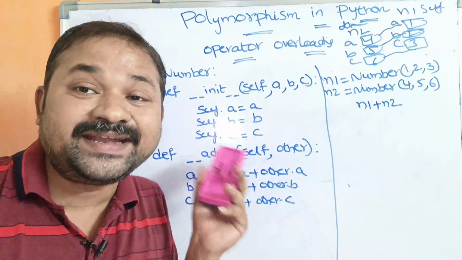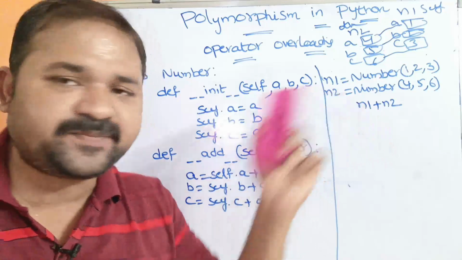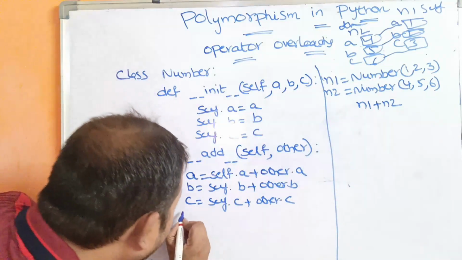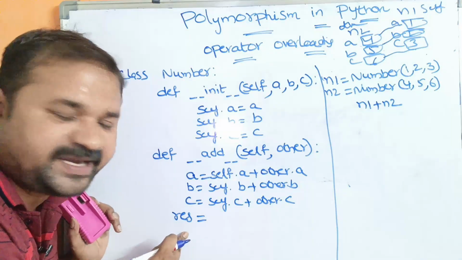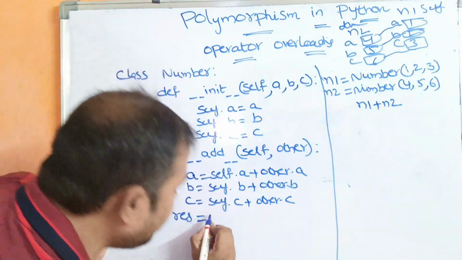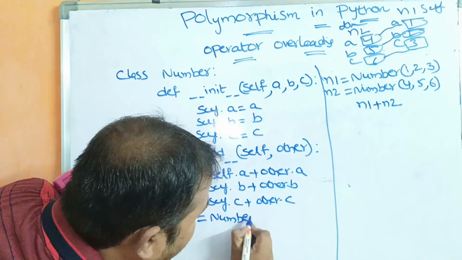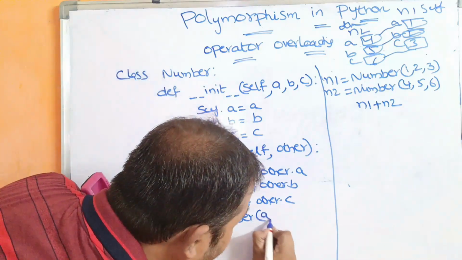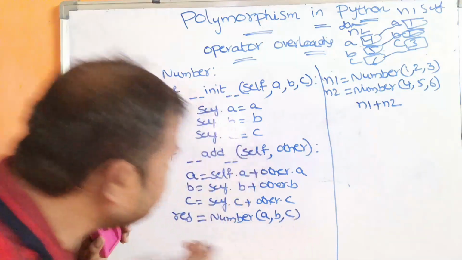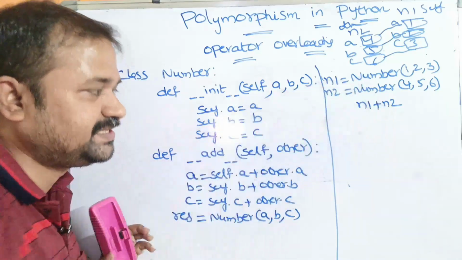Now we have to return the corresponding object to this statement. For that purpose, let us use an object called res. Res is nothing but an object. Here what is the name of the class? We know how to create the object: class name of, and the parameters here are A, B, C.